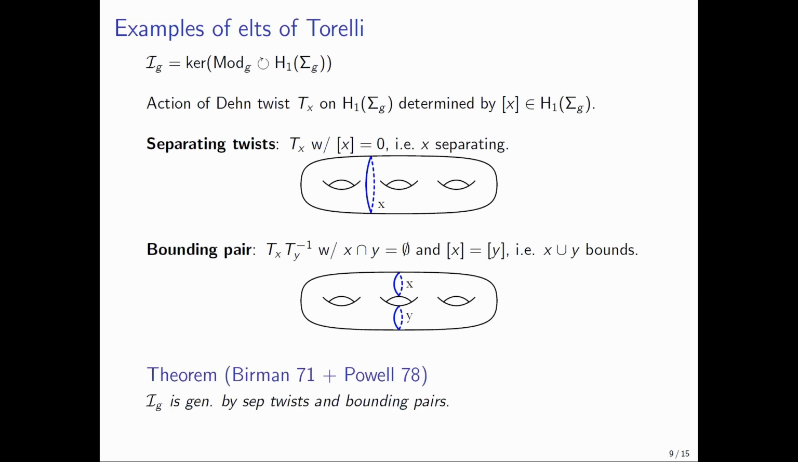And it's a theorem that combines work of Joan Birman from 1971 with work of her student Jerry Powell from 1978, that the Torelli group is in fact generated by separating twists and bounding pair maps. So the same way the mapping class group is generated by Dehn twists, the Torelli group is generated by separating twists and bounding pair maps.